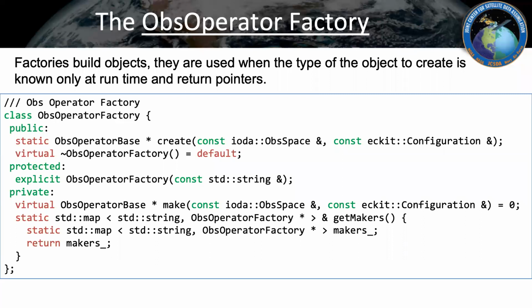So this factory translates what the user provides into the construction of the operator itself. Now, we apply the same pattern for both observation operators and also for QC filters, bias correction, and a whole bunch of other places inside of JEDI. So again, it's worth mentioning because it pops up in at least 15 different situations.